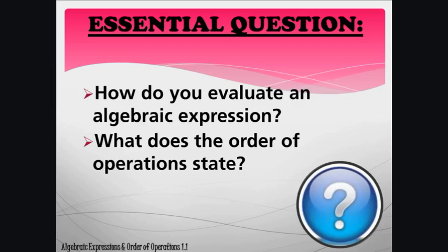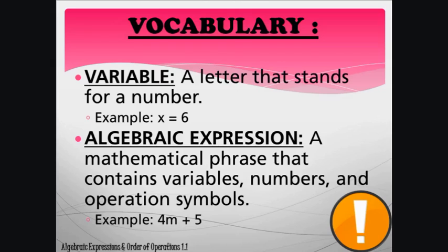But before we move forward, I want to establish some basic vocabulary skills for this lesson. We're going to start by reviewing what a variable is. A variable is a letter that stands for a number. So in this case, I have an example that x, our letter, is equal to 6, our number. And when we're working with algebraic expressions, that's a mathematical phrase that contains variables, numbers, and operation symbols.